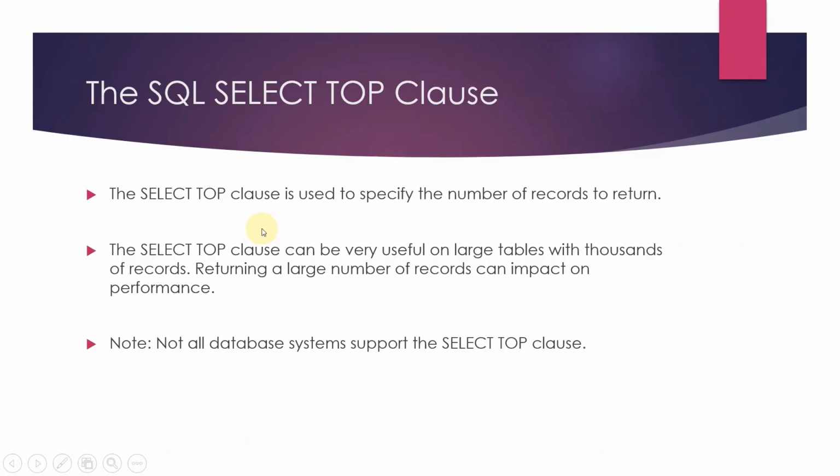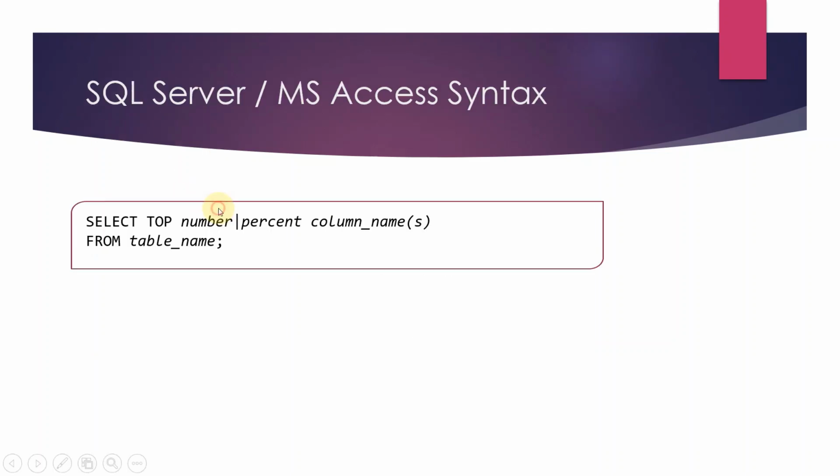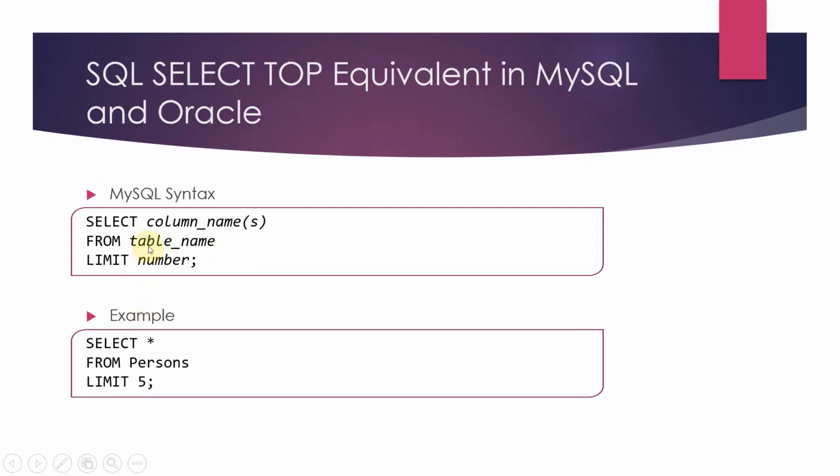The SELECT TOP clause is used to specify the number of records to return. It can be very useful on large tables with thousands of records, because returning a large number of records can impact the performance of your system. Not all database systems support the SELECT TOP clause. In Microsoft Access, this is the syntax: SELECT TOP number or percent column names FROM table name. Next, the SQL SELECT TOP equivalent in MySQL and Oracle.